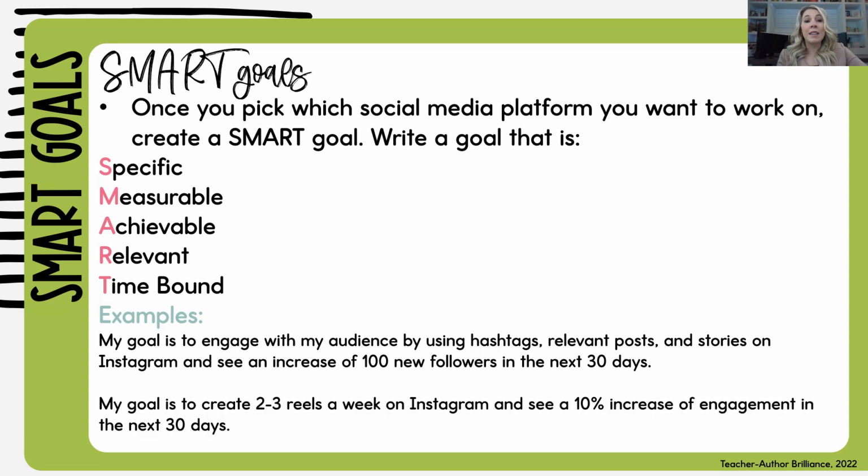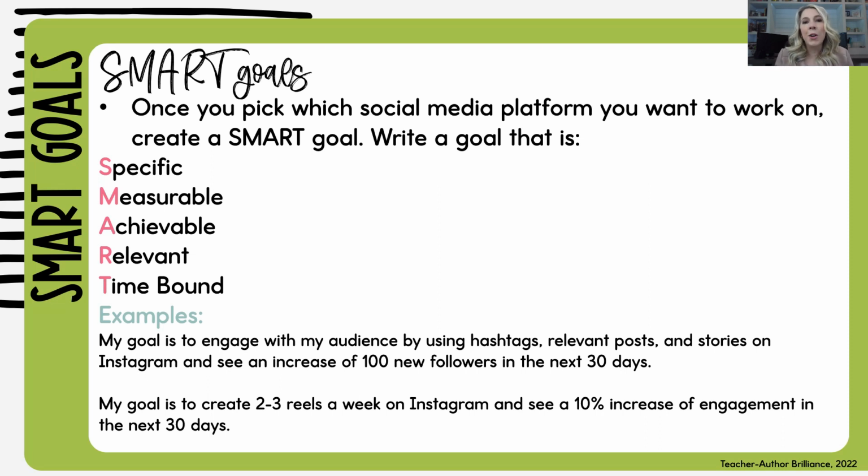Another example is, my goal is to create 2 to 3 reels a week on Instagram and see a 10% increase of engagement in the next 30 days. Now you can make your time bound however fast you want it to be. Maybe you want it to be, I want to be consistent on posting on Instagram for a week, and I will do this for 2 weeks, or I'll do this for 60 days. That is up to you.